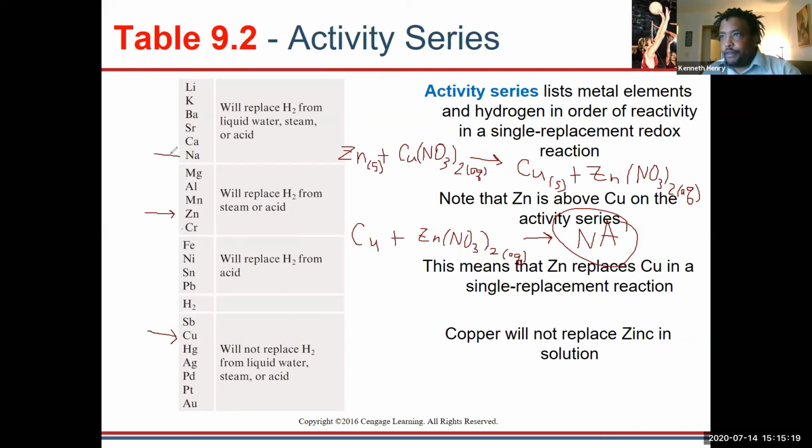Like for instance, we have sodium here, right? So sodium metal can replace all of the guys that are beneath him, but he can't replace any of the guys that are above him. Okay? And this also tells you, these guys are going to replace, let's say, the H from liquid water. So if you react them with water, they're going to replace the H from the water, right? Steam or an acid. Here they'll do the same thing.